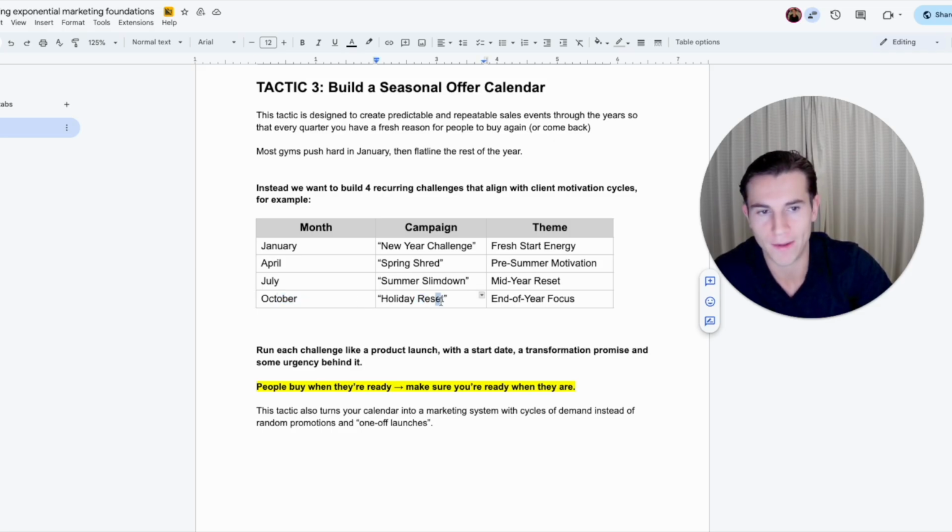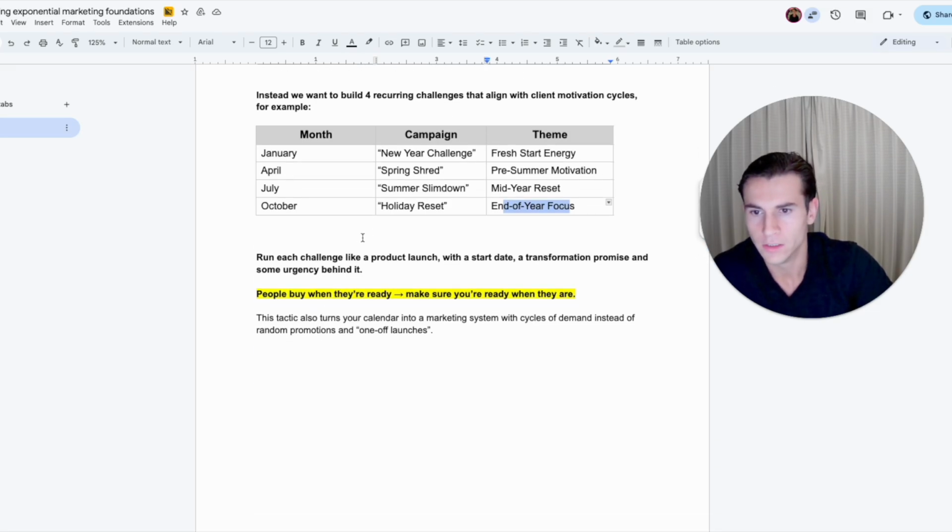Let's get you ready for that beach getaway when you're taking that trip to Mexico, when it's super duper cold outside, when it's 20, 30 degrees outside. Okay, end of year focus. And you can make different angles around these and make different campaigns, or relaunch this to your SMS list, etc. and just simply use this. Okay. So run each challenge like a product launch with a start date, a transformation promise, and some urgency behind it. People buy when they're ready, so make sure you're ready when they are.